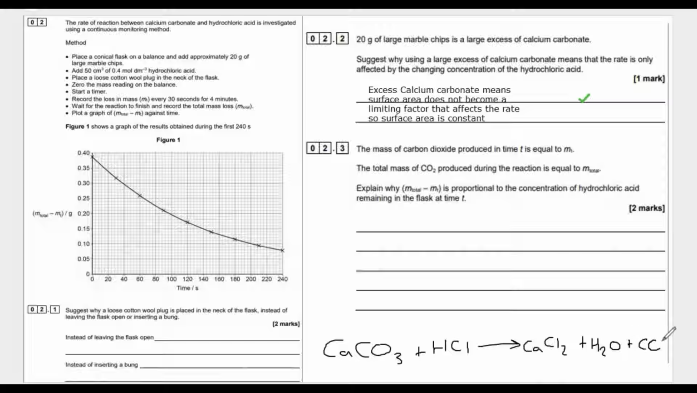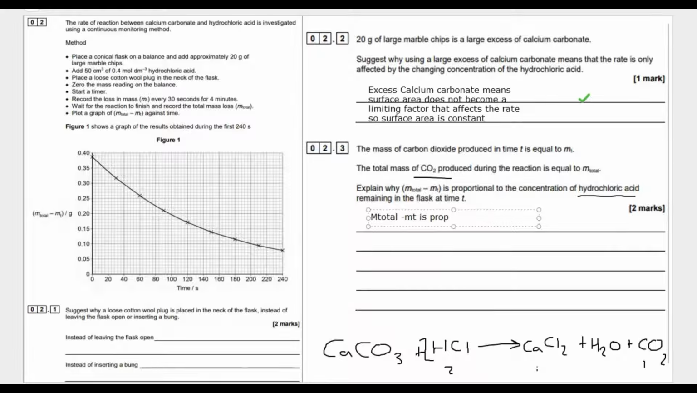Plus carbon dioxide, balance it up, put a little 2 in front of the HCl, and then we've got a ratio of 2:1 with carbon dioxide. Now, don't let that fool you. It is still proportional, right? If I double the amount of hydrochloric acid, I double the amount of CO2 produced. So we know that the amount of CO2 lost is proportional to the amount of HCl that has reacted.